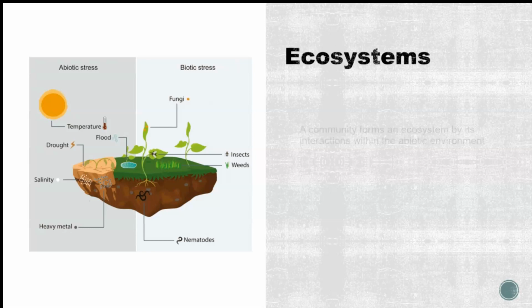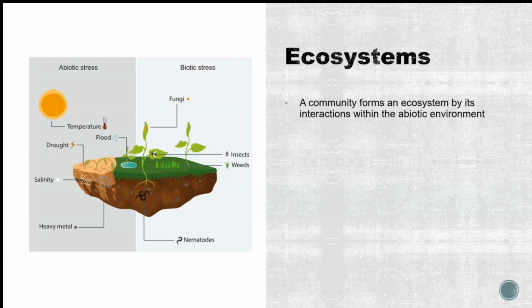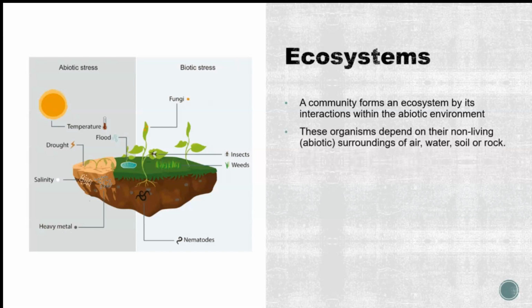All right, ecosystems. So what is an ecosystem? Now, a community forms an ecosystem by interactions with its abiotic environment. Okay, so remember you've got abiotic and biotic environments. The image is showing stresses, but those things are our factors as well. So abiotic is non-living, biotic is living. So our ecosystem is our community interacting with our non-living factors in the environment.